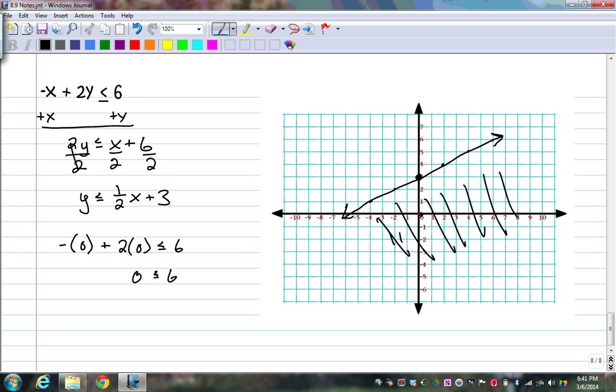Okay? Not too bad. That is all. Goodbye. Just don't forget about flipping the inequality. That's huge. Goodbye.